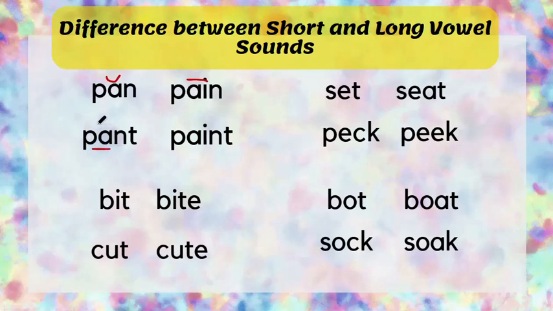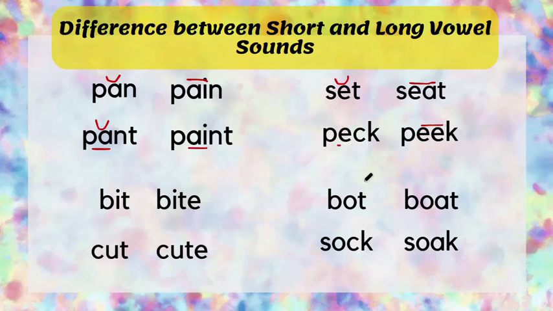Pant, paint, paint, pant, paint. See the difference between a and a? Now let's see. Set, set, at, a. And see this. Seat, set, seat. Peck, peak. It is paint and it is peck.